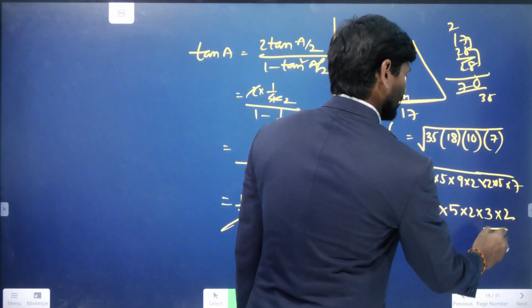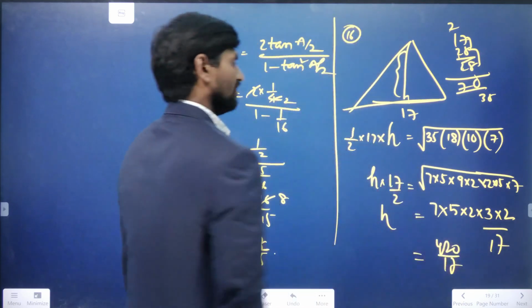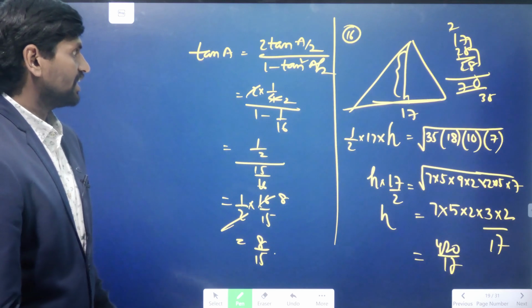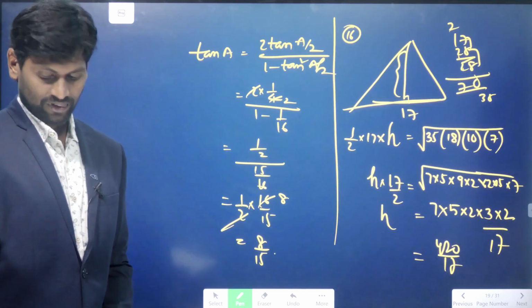So what is that? H is equal to 2 into 17. Multiply all of them, 420 will come. 420 by 17 is the altitude, or height, of the triangle. Okay, now let us go to the next problem.